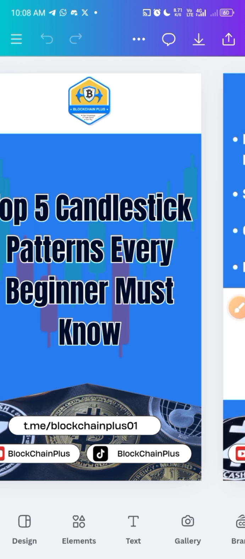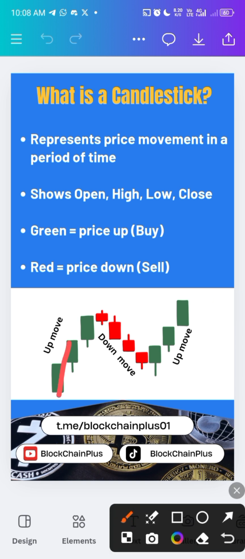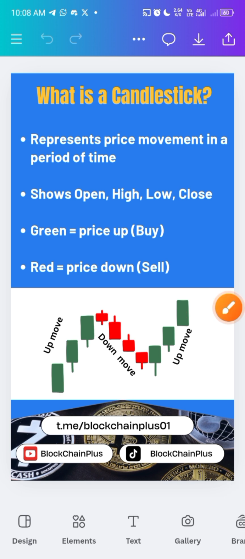Now, before we go ahead to discuss the candlestick patterns, let us first of all understand what a candlestick is. If you look at this place right here, you can see I've put candlesticks. These are candlesticks. You can see them right there. Now, as the name implies, it's just a candlestick. We all know what candles are. But in this place, it is used to represent price movement in a period of time.